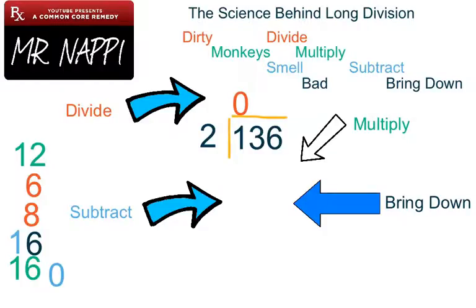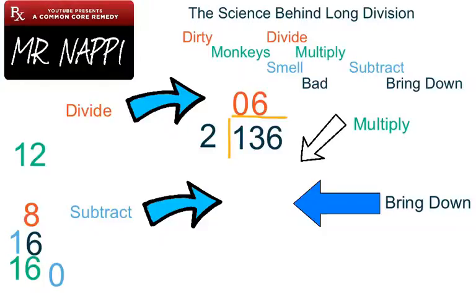2 into 13. 2 can't go into 13 evenly, but it does go into 12 evenly. So 2 times 6 being 12. So 2 goes into 13 6 times. Now at this point, you've completed your division, but you're not done with the whole problem, obviously. So your division, or your orange steps, are done.